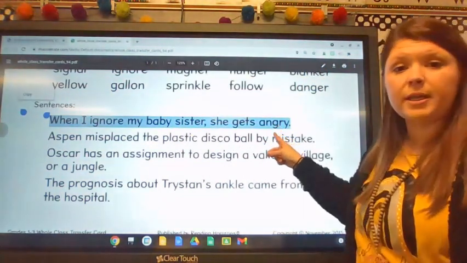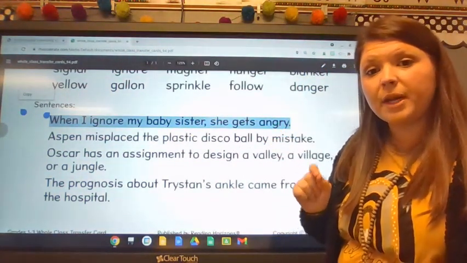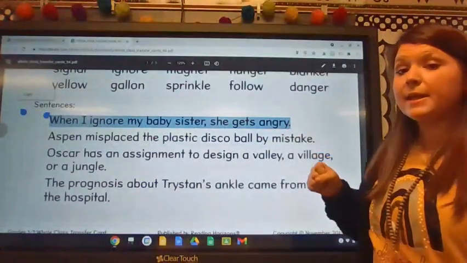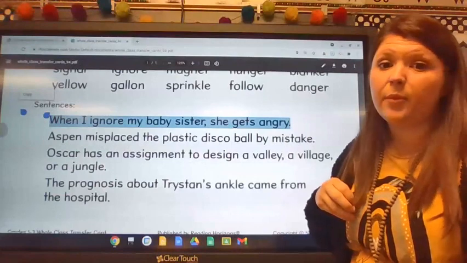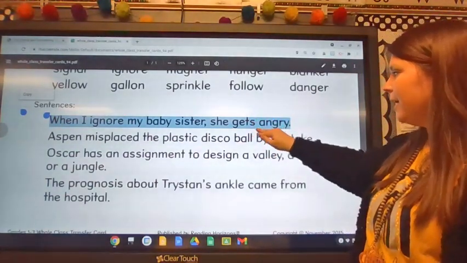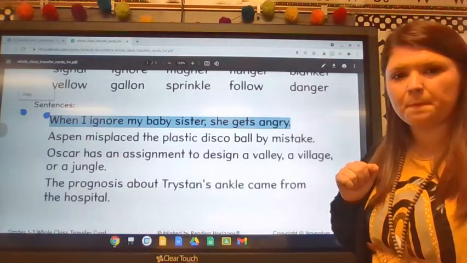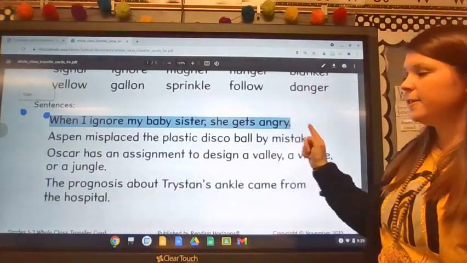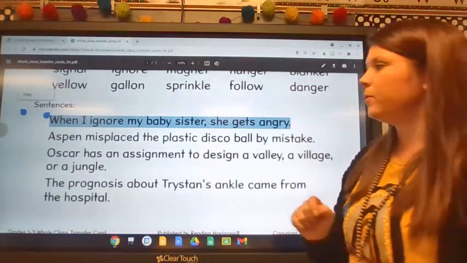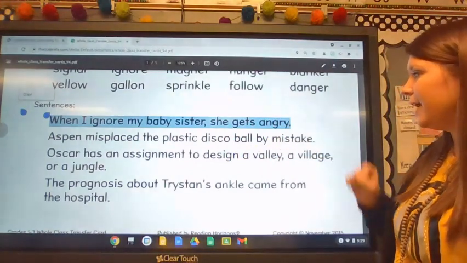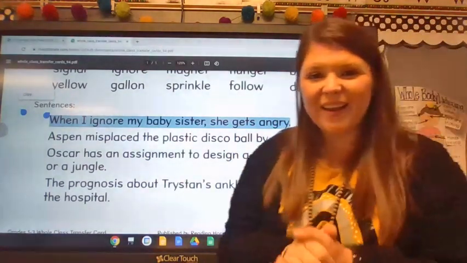Now this last word here has that special vowel combination A-N-G, which usually says ang. And it's still going to say ang, but it's going to be in 2 syllables, right? Angry. Okay? All right, now we're going to go back and read this whole sentence. Ready? Read. When I ignore my baby sister, she gets angry. All right, great job, guys.